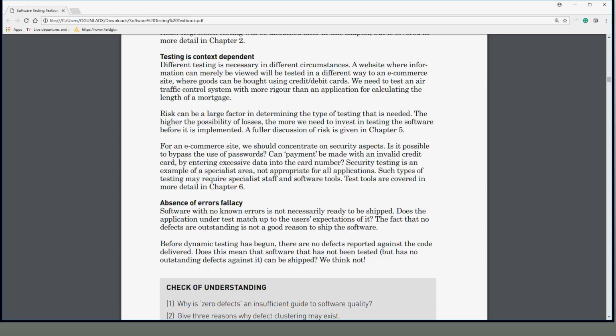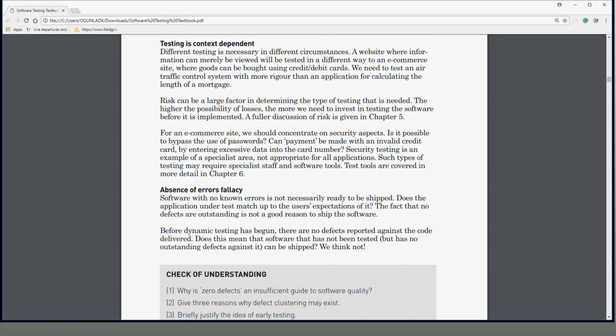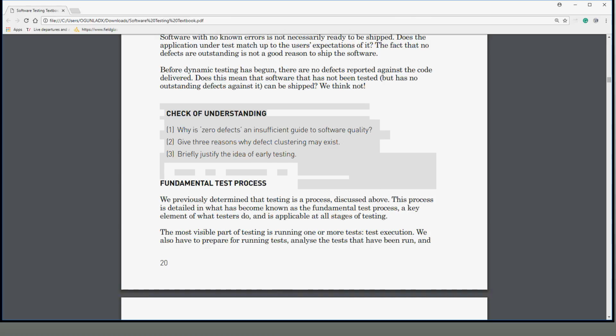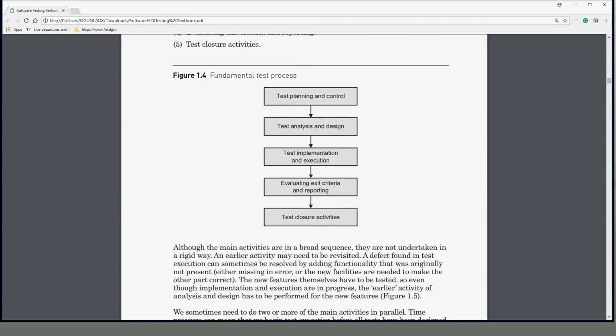Of course, testing is context dependent, so you should not take a website and start testing without knowing exactly what the context is. You need to understand what you are testing, and also the context in which you are testing it. I also mentioned that absence of errors is a fallacy. You cannot say that the application has no errors at all. You can only validate the presence of a bug, not the absence of it.